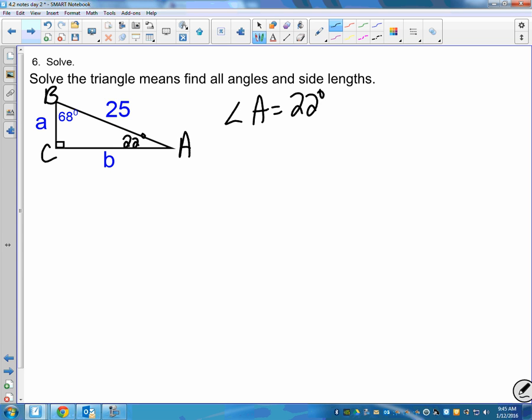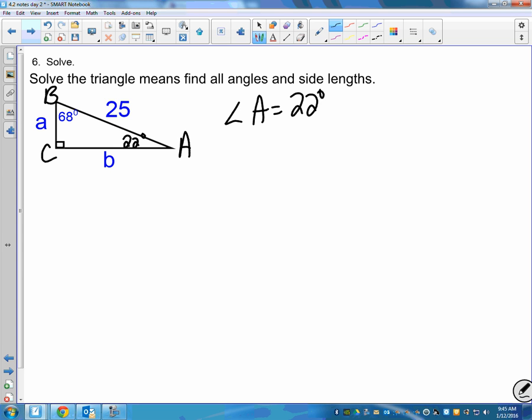Now when you're missing 2 sides of a triangle, you have to do trig to solve for one of those sides before you can do something else. Then we can talk about it later. So now you have choices. You can choose to solve for a first or to solve for b first. It doesn't matter. You could choose to use 68 degrees that they gave you, or you could choose to use the 22 degrees that you found. It doesn't matter. As long as you set it up correctly, you're going to get the right answer.